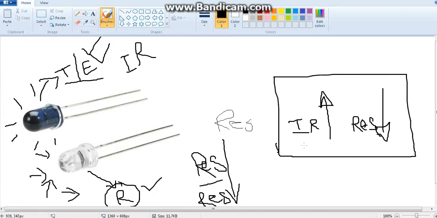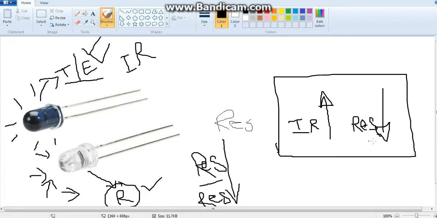Let's not talk about that. We will have a separate circuit along with it. We have to create a circuit with these two sensor pairs to give the power and to read the resistance value.